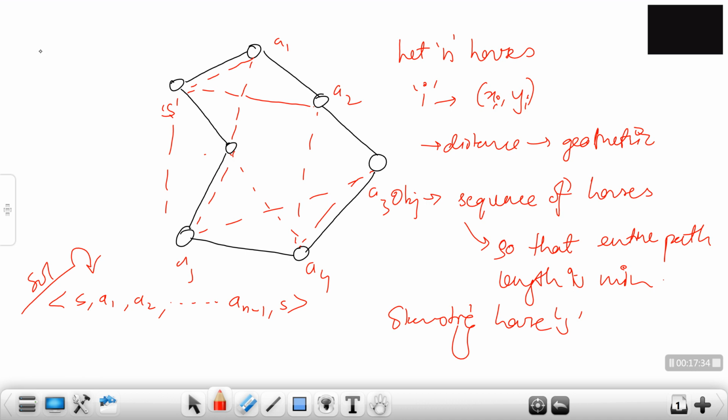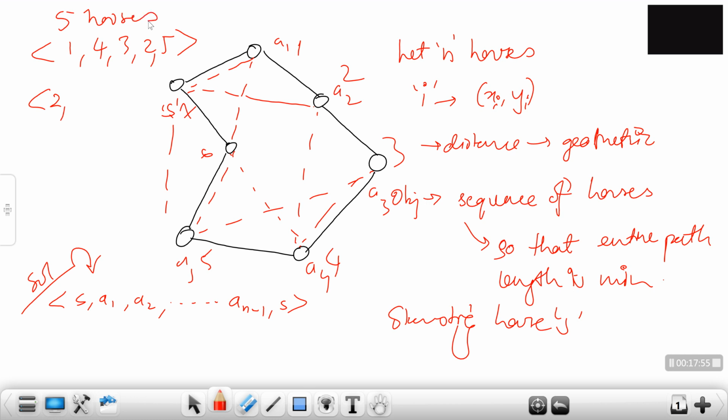Now how would it lead to infeasible solutions? Let's give node numbers over here. Let's say it's 1, 2, 3, 4, 5, 6 and 7. So let's say the solution is 1, 4, 3, 2, 5. Another solution, I'm just taking 5 houses, this is for 5 houses, not for 7 houses, is 2, 5, 3, 1, 4. Let's say this is your solution.